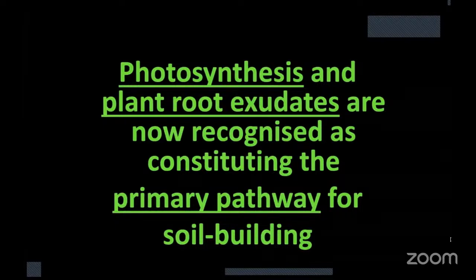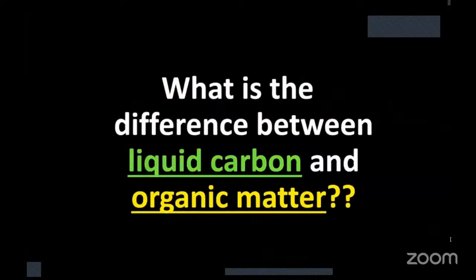So photosynthesis and plant root exudates are now recognised scientifically in international peer-reviewed journals as constituting the primary pathway for soil building. So why is this liquid carbon different to what we call organic matter? Why is it different to returning crop residues to the soil or adding manure to the soil or something else that is actually organic matter?